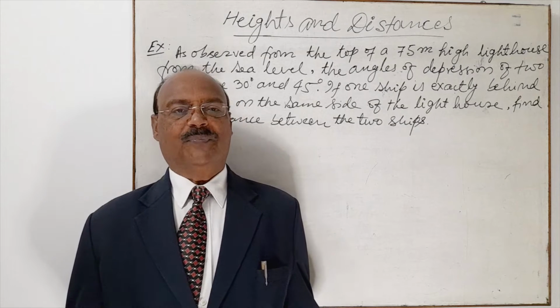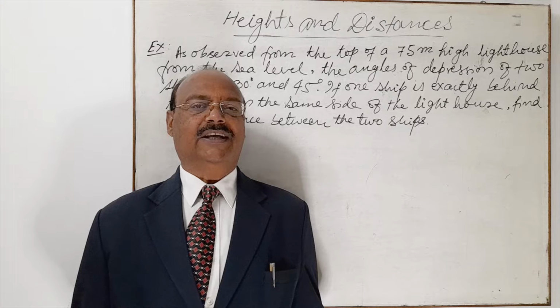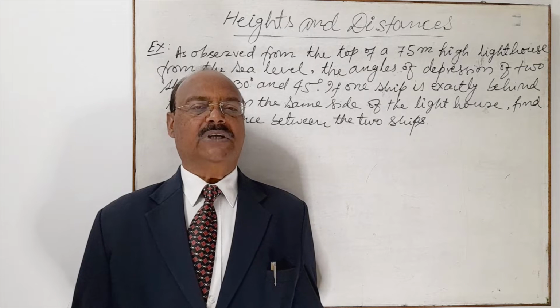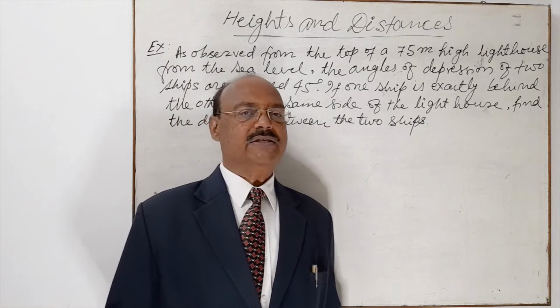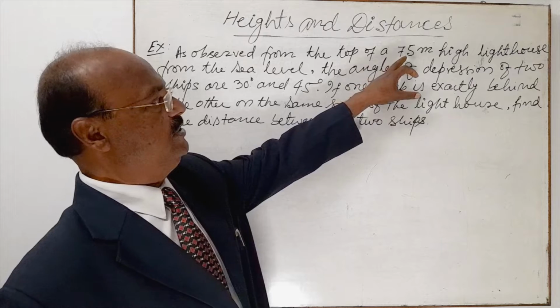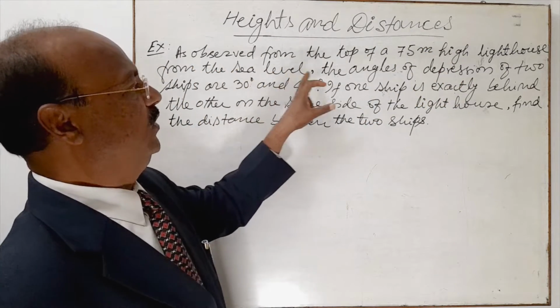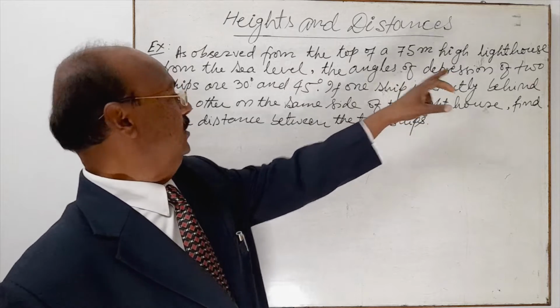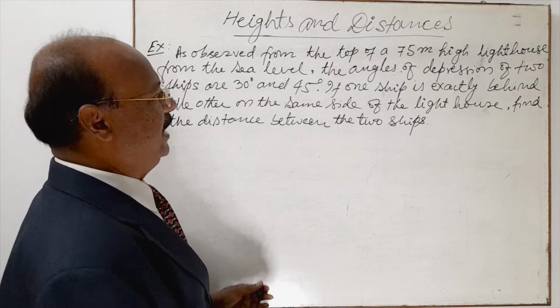Welcome students. Today in this video, we are going to discuss a very interesting and important question from the chapter of heights and distances. The question is, as observed from the top of a 75-meter high lighthouse from the sea level, the angles of depression of the two ships are 30 degree and 45 degree.